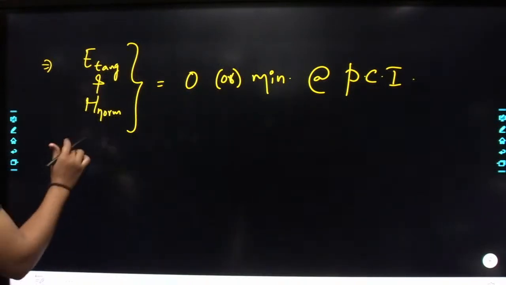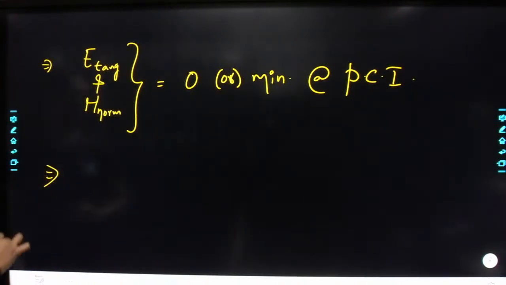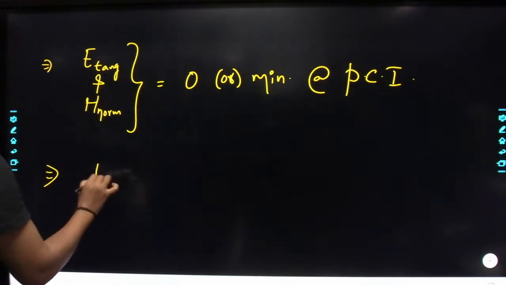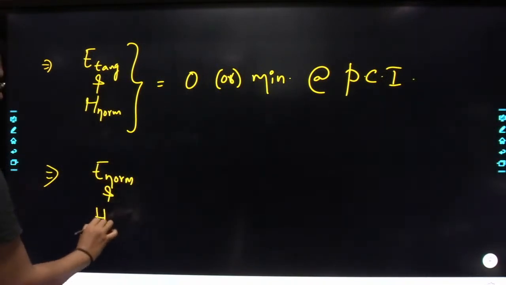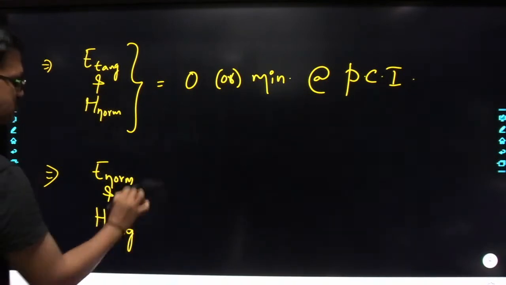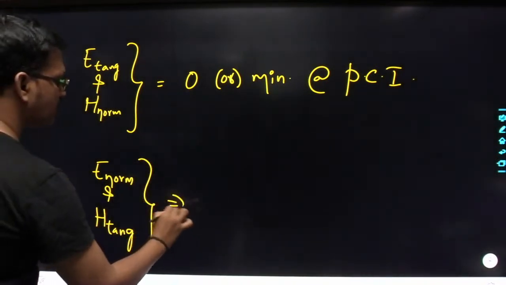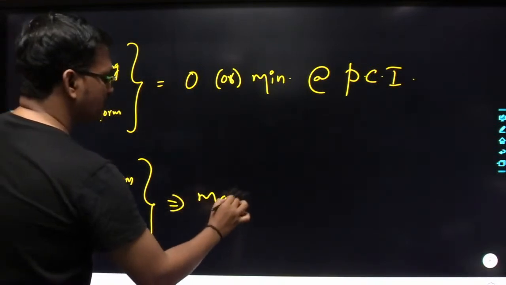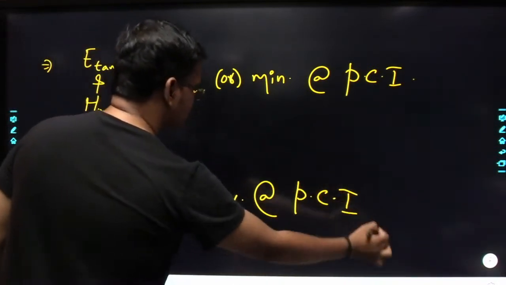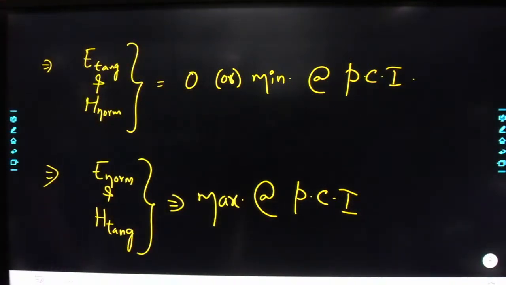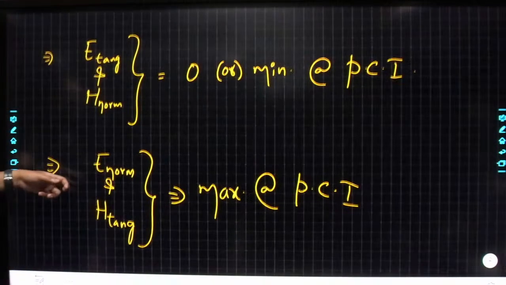Right? Okay, this is the conclusion we can make. And one more conclusion we can make. So that is E normal and H tangential. E normal and H tangential components are becoming what? Are becoming maximum at what? At a perfect conducting interface. Right? Okay.